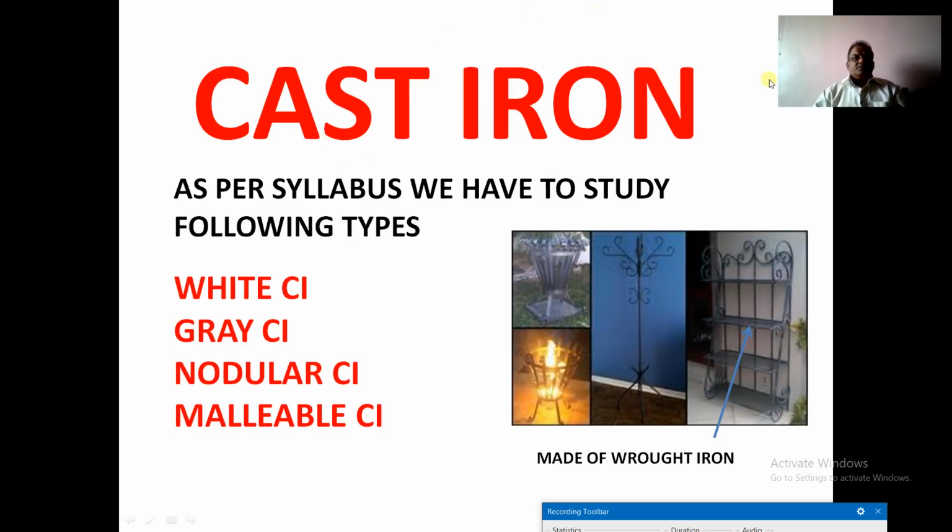Students, today we are going to study about cast iron. As per our syllabus, we have to study the following types: white cast iron, grey cast iron, nodular cast iron, and malleable cast iron. These are the four types of cast iron which are very important from the subject point of view. On the slide, you are observing one grill here, which is made up of wrought iron.